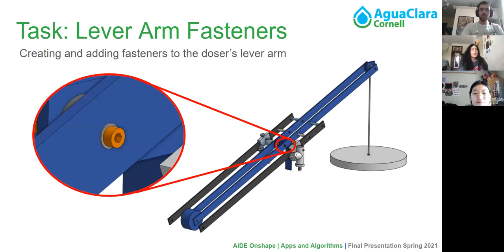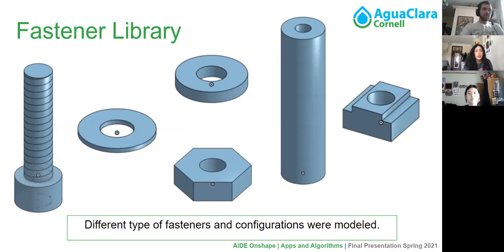As part of our next task, we had to work on the modeling and the integrating of the fasteners into the doser's lever arm. By modeling these fasteners, we created an actual fastener library where we had to model the different types needed for the doser, and we actually included different configurations in order to accommodate the possible needed measurements within the lever arm.